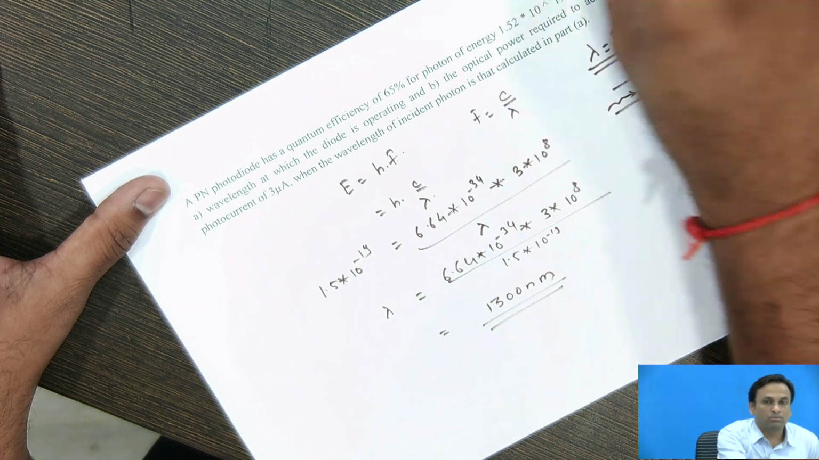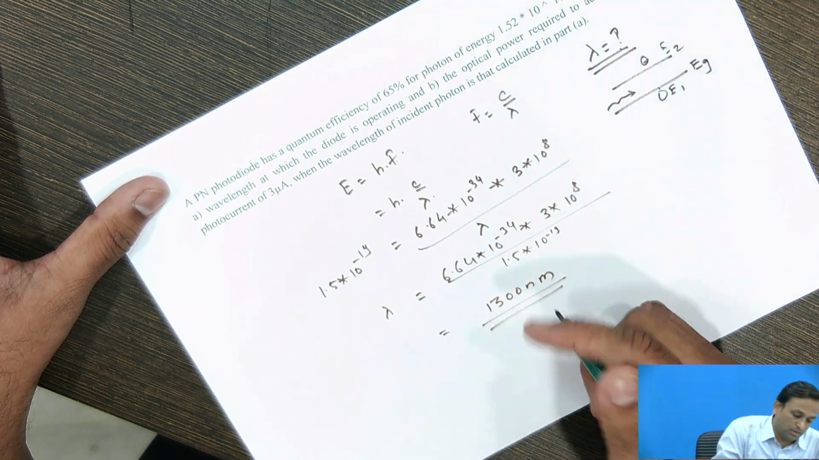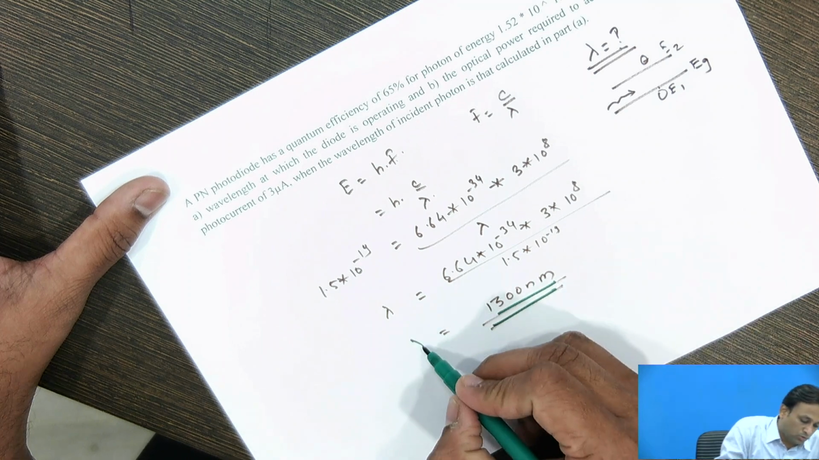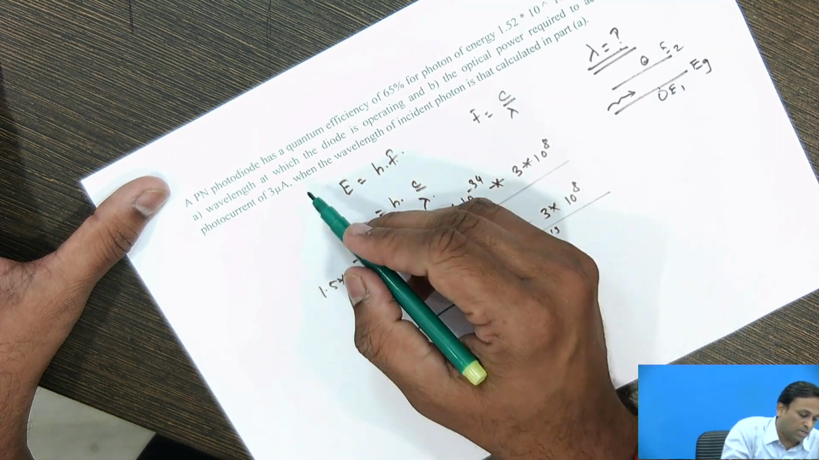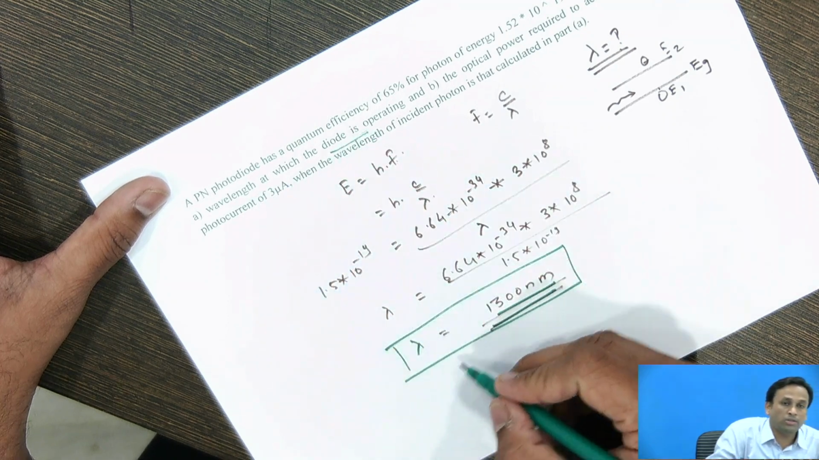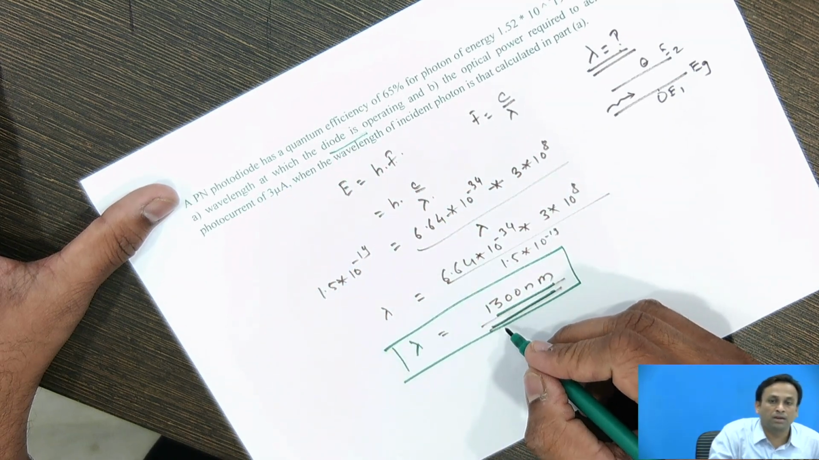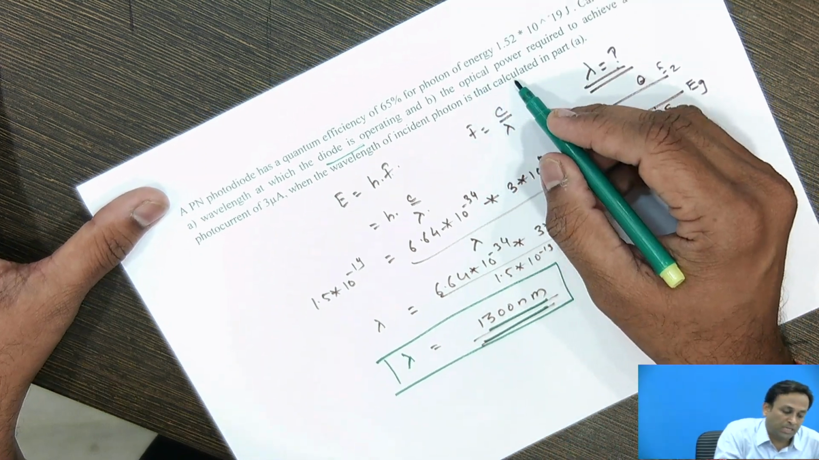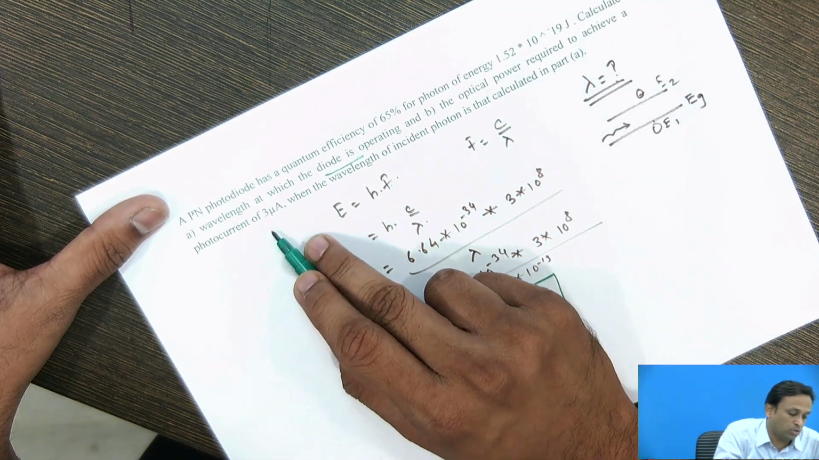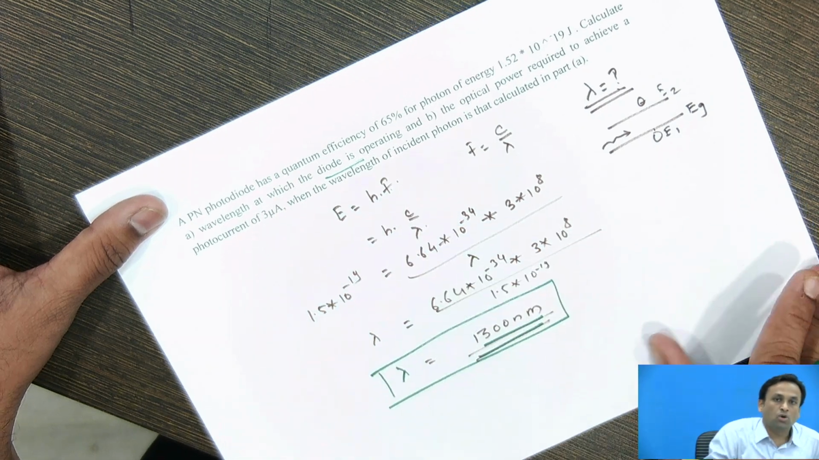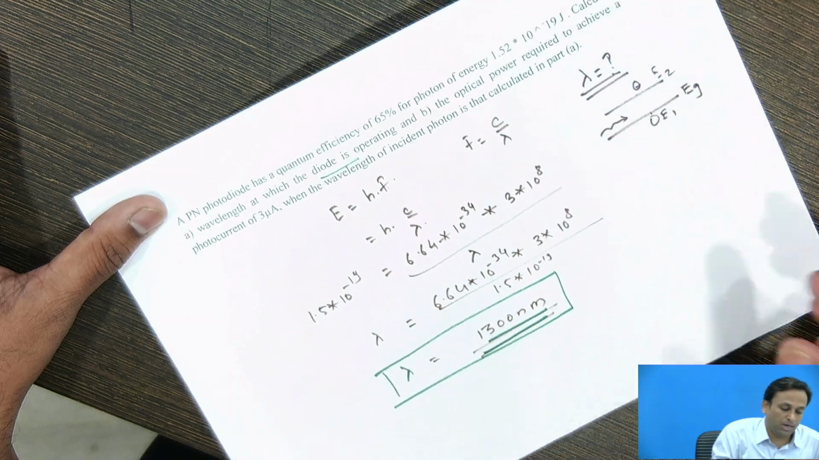So it comes to be 1300 nanometers here. This is part A: at which wavelength the diode is operating. The diode is operating at a wavelength of 1300 nanometers. Now we need to calculate the optical power required to achieve a photocurrent of 3 microamperes when the wavelength incident on the photodiode is as calculated in part A.